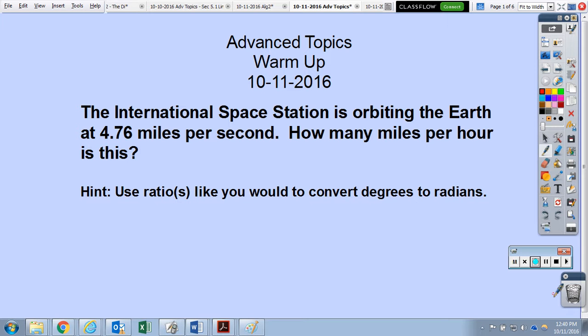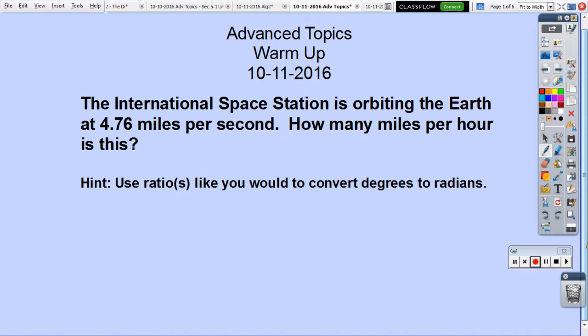So this thing is going around Earth at 4.76 miles per second. And I don't know if any of you saw the movie Gravity, when they had those objects in space that were coming through and pelting them. You can realize how dangerous the situation would be when you're traveling this fast around the Earth.